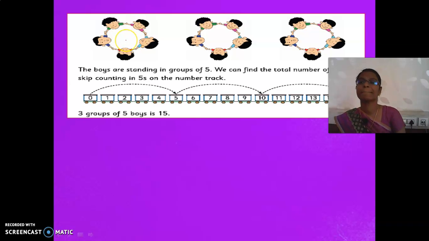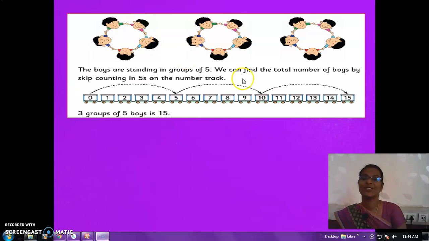See the next one. We used to have a game like ring a ring a roses, isn't it? So it's like that. The boys are standing in groups of 5. We can find the total number of boys by skip counting in 5s on the number track. So here they have used the number track. In each group, how many students are there? 5 students are there.